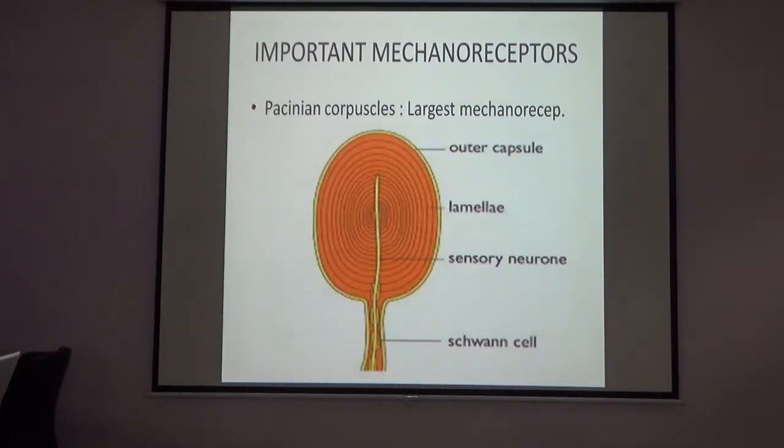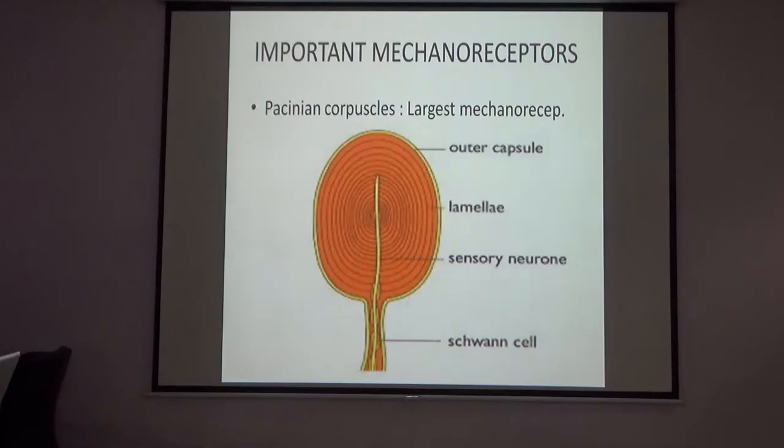What is the function of these Pacinian corpuscles? They are rapidly adapting mechanoreceptors which are capable of receiving high frequency vibrations, and therefore they sense vibration, fine touch, and also pressure sensations. The distal end of the axon, not the lamellae, is the actual transducer. The lamellae are not the transducer.